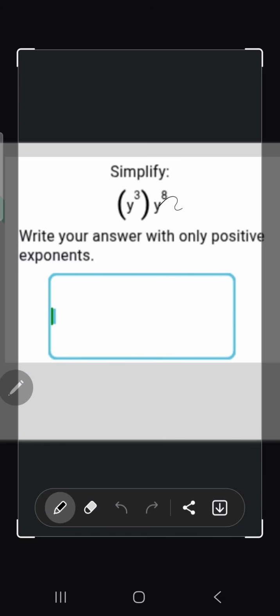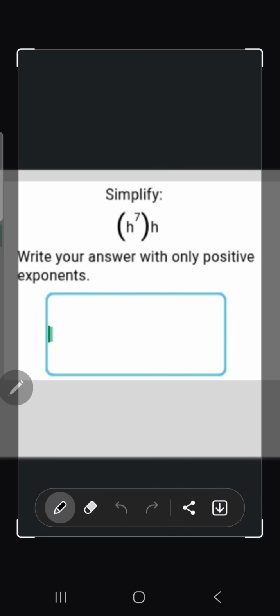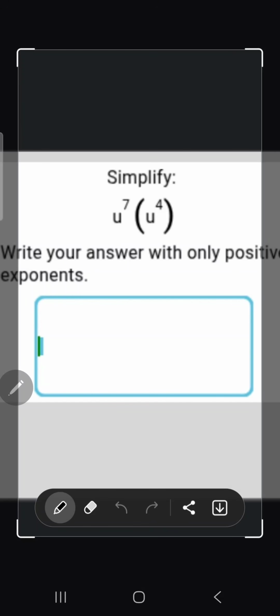Here you have y to the 3rd power times y to the 8th power. The answer here would be y to the 11th power. In this example, we have h to the 7th power times h, but we know that there's a 1 there, so it would be 7 plus 1, h to the 8th power. u to the 7th power times u to the 4th power would be u to the 11th power.